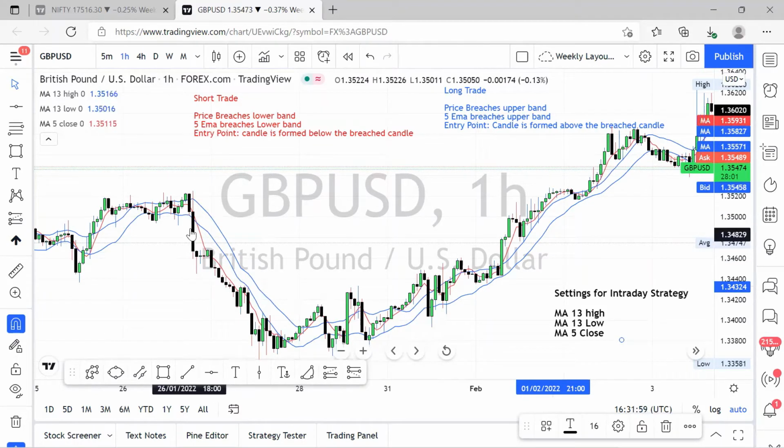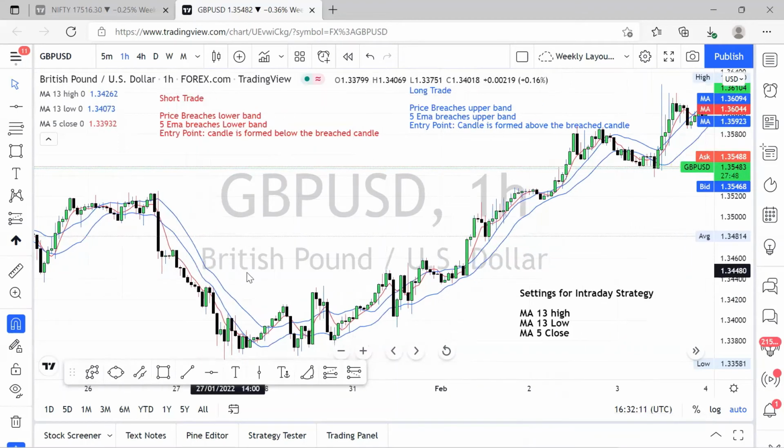The entry point is the candle formed below the breach candle. So there's the candle that breached, this candle is lower than that, and now we enter the trade. As you can see, it is going into a sell mode. And this works fantastically on all time frames, starting from the 1 hour and going down.